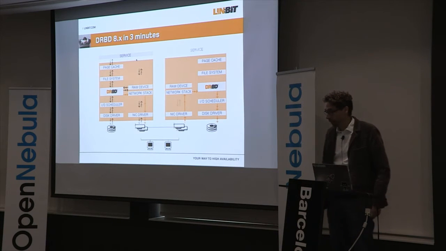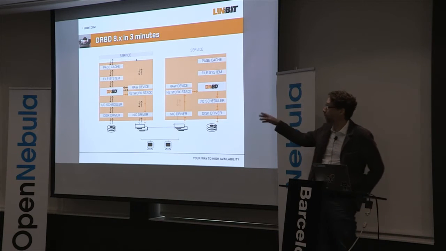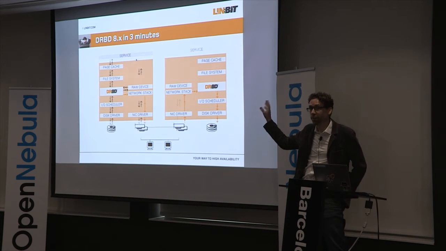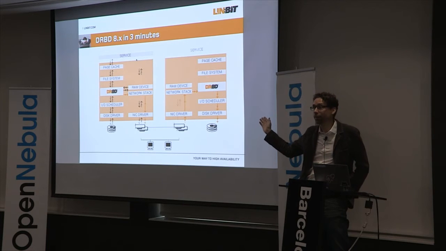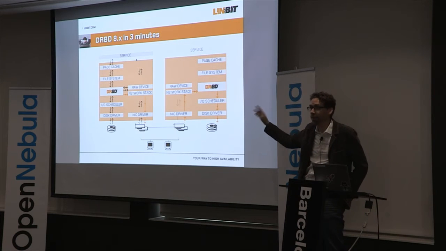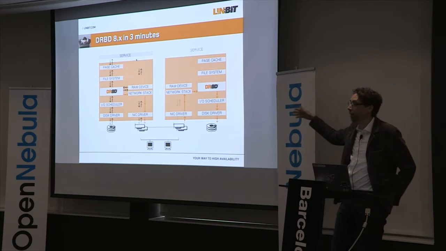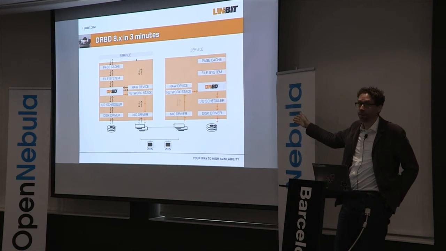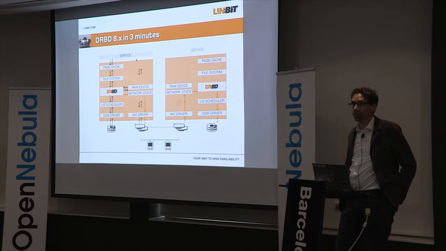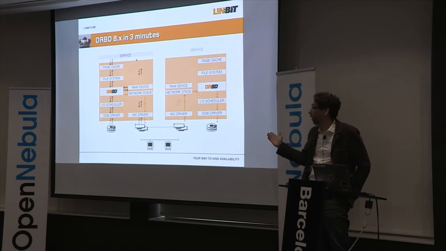So maybe you have seen this picture before. This illustrates the Linux kernel. That's the orange box. You have at least 2 nodes. And here I indicated the position where DRBD is in the I/O stack. So what we do is we mirror out the block writes to a second node. Usually you do that in synchronous mode. We also support async mode.